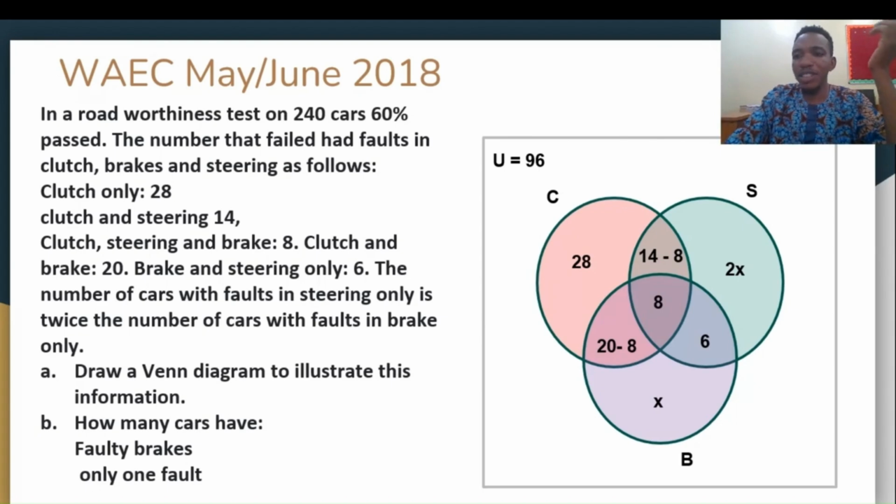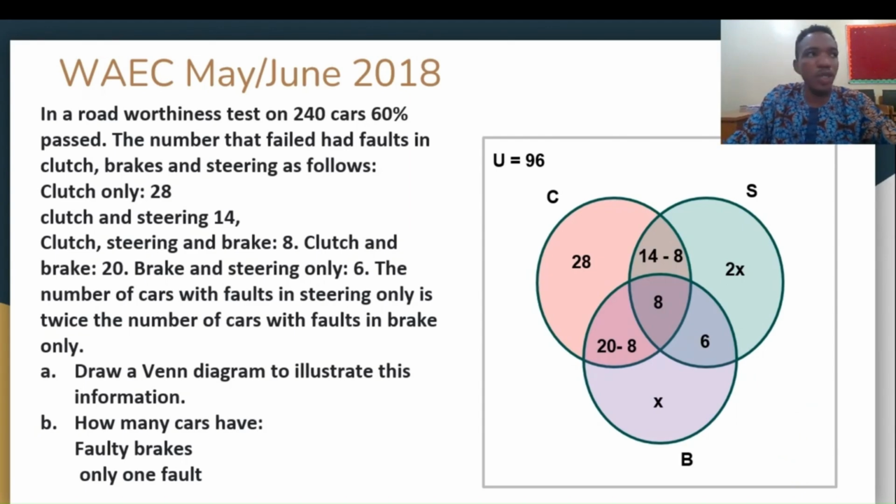Like I said, it's possible for us to use this 240, but just stick to this. If we are going to use this 240 here, that means we are going to consider people that don't have faults at all. But let's go this way, having our universal set to be 96. To be on the safer side, I'm going to go with the 96, so I don't have to include people that don't have faults at all.